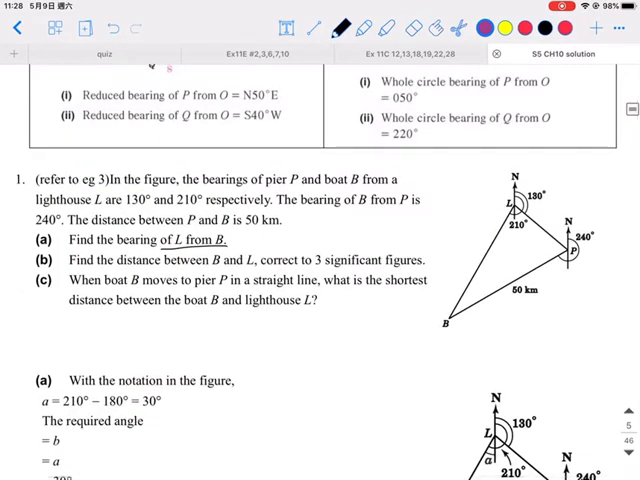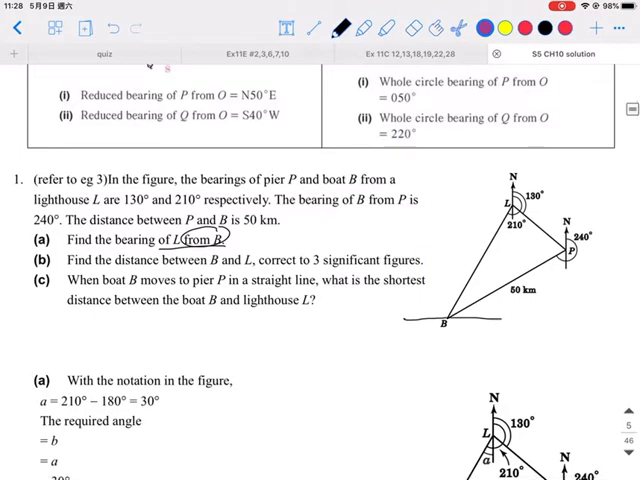The data is shown in the graph. The first question asks us to find the bearing of L from B. If the question asks for the bearing from B, you need to put a cross on B. And L is here, so our target is to find this one angle, let's say B.